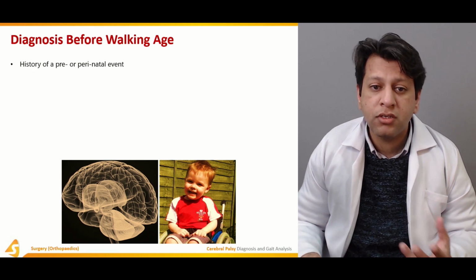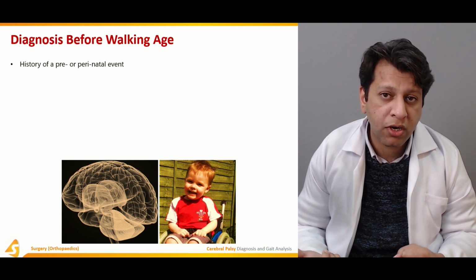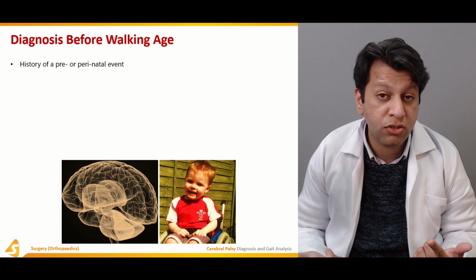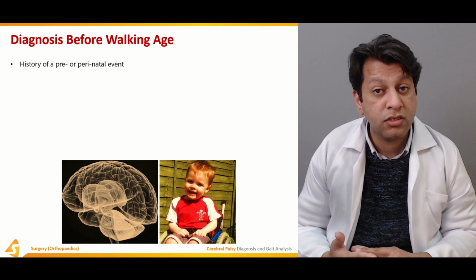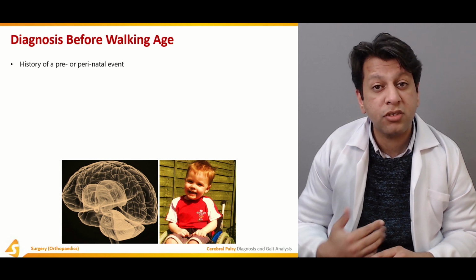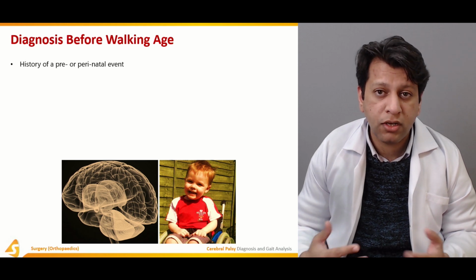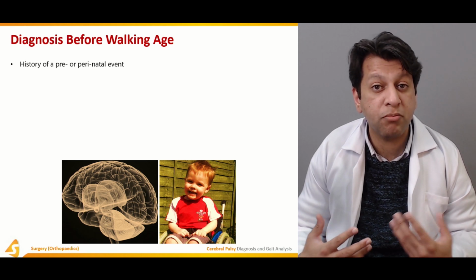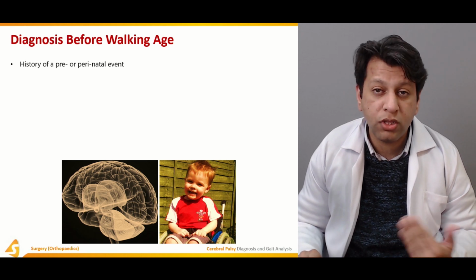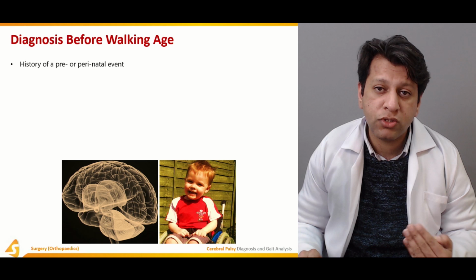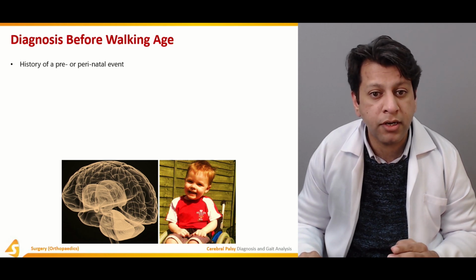There may be a history of a pre- or perinatal event, like some kind of infection, such as TORCH infections during pregnancy, some kind of anoxic insult, or the child may have suffered from meningitis post birth. There may also have been epileptic fits, or a history of epileptic fits in the child or the mother. All of these are clues that there was some kind of neurological damage which happened around the perinatal period.